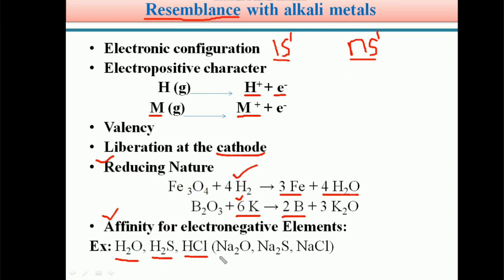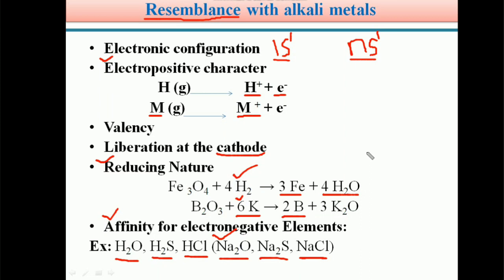Similarly, students, we already know that alkali metals are electropositive metals. So they readily react with electronegative elements, and alkali metals also have a strong affinity towards electronegative elements. For example, sodium is an alkali metal. It reacts with oxygen to form Na2O, with sulfur to form Na2S, or with chlorine to form NaCl, sodium chloride.